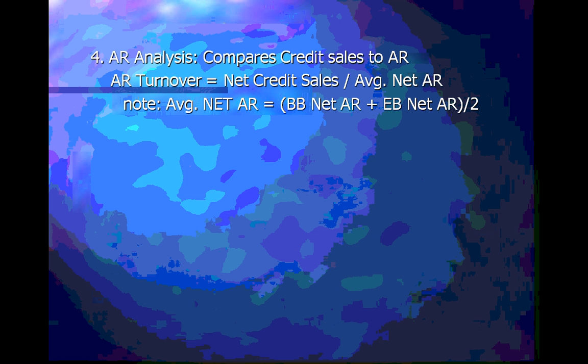Okay, another one is accounts receivable analysis. In other words, this compares your total credit sales to your accounts receivable, and what you're going to call it is accounts receivable turnover. I may abbreviate this as ARTO, accounts receivable turnover, and it's simply equal to the net credit sales, which you have to be given.